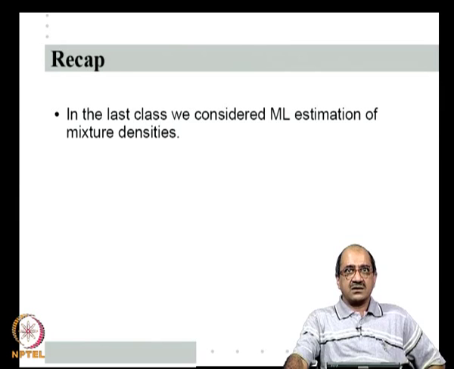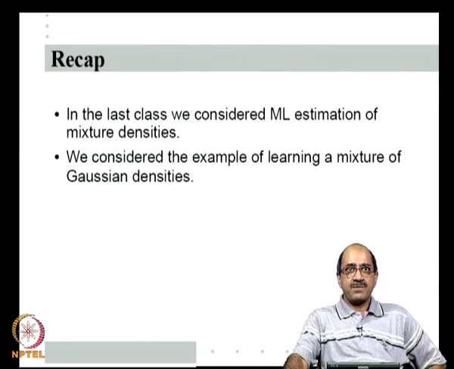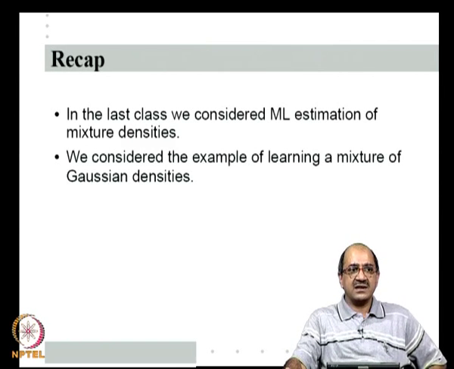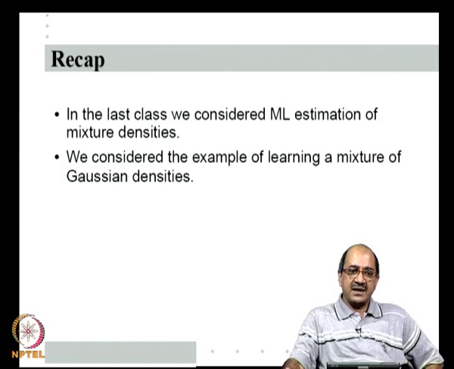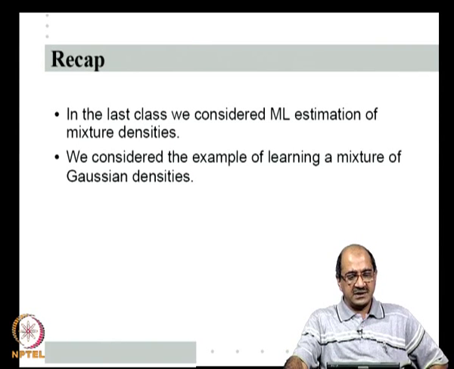The last class we considered the maximum likelihood estimation of mixture densities, and we specifically considered the example of learning a mixture of Gaussian densities. Of course, the technique is very general and it can be used for learning any mixture of densities. The example we consider, however, is a mixture of Gaussian densities. We actually looked at only a mixture of two Gaussian densities.